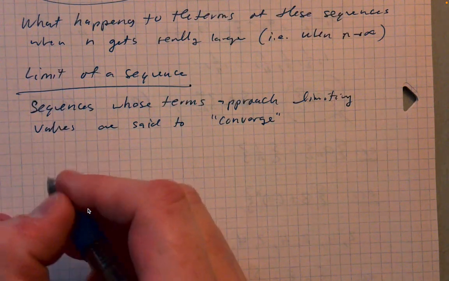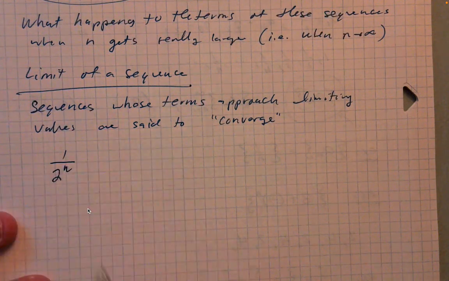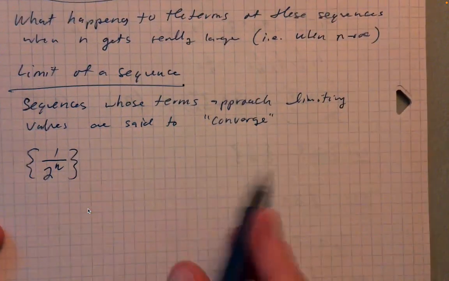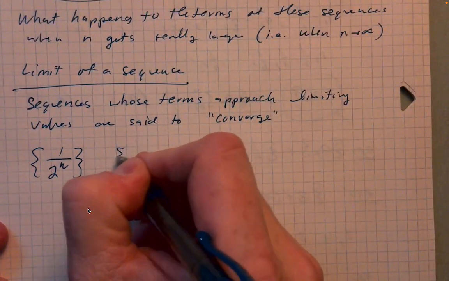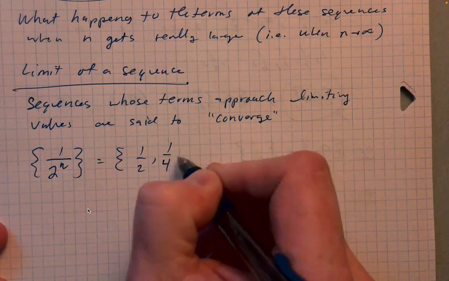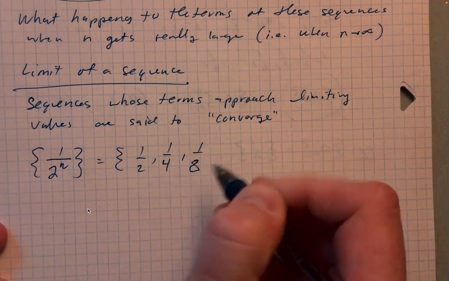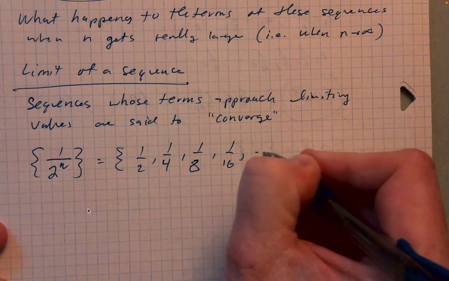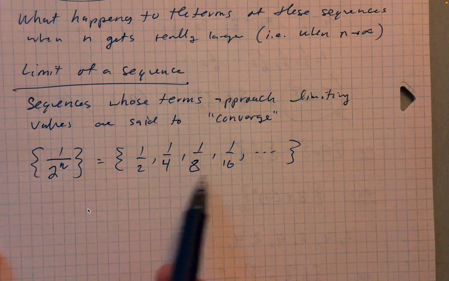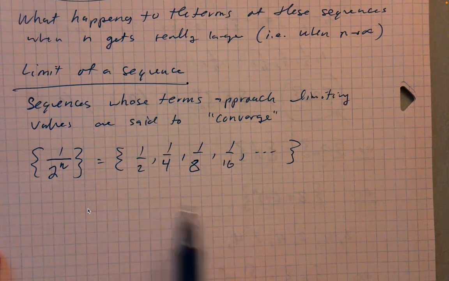For example, the sequence 1 over 2 to the nth power. You can imagine what that sequence looks like. It would be 1 over 2, 1 over 2 squared, 1 over 2 cubed, etc. 2 to the first, 2 squared, 2 times 2 is 4 times 2 is 8, 2 to the fourth, 16, etc. So this is an example of a sequence that converges.